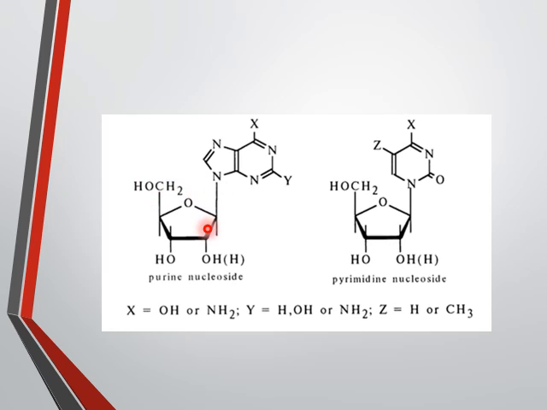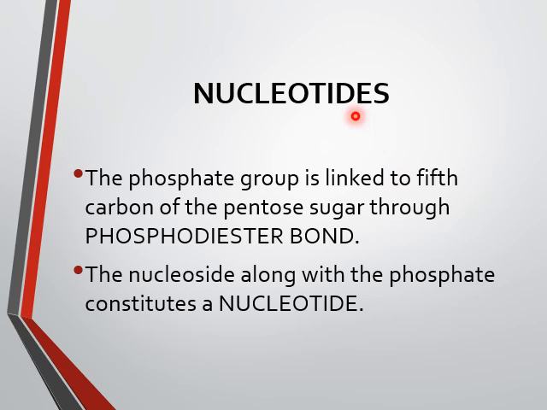So in this structure you can see that is your ribose sugar, and at the carbon number 1 you are having the base that is called as the adenine, that is your adenine or guanine, whatever the base is there. So this is your purines, and pyrimidines, that is you are having a cytosine, thymine or uracil. Next is your nucleotides. Now the phosphate group is linked to the fifth carbon of the pentose sugar through the phosphodiester bond. The nucleoside, that is means the sugar base, and along with the phosphate they constitute the nucleotide.